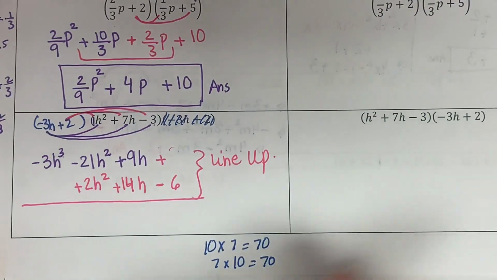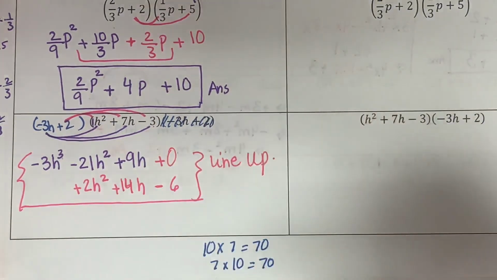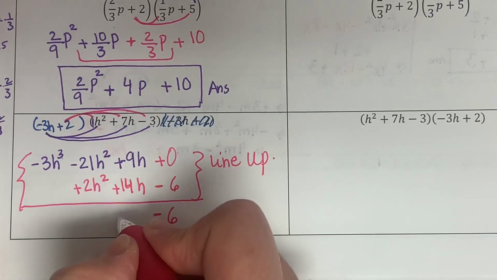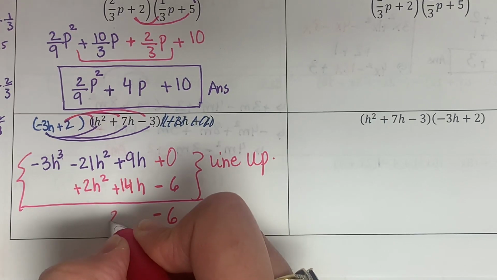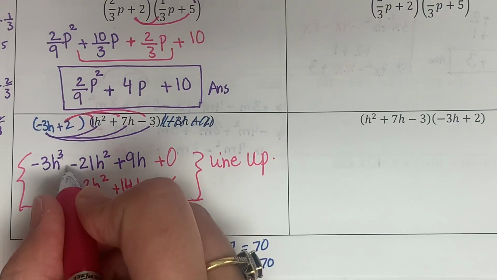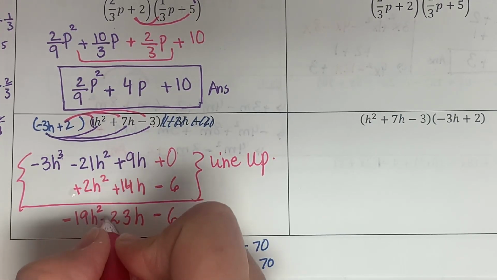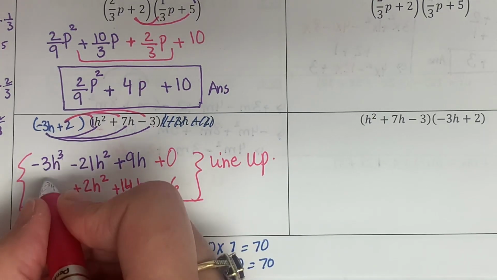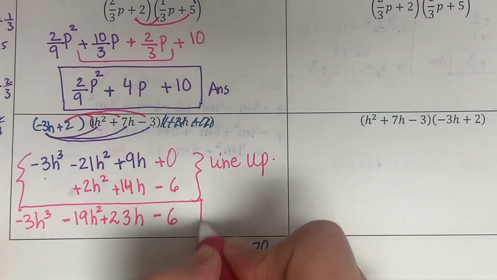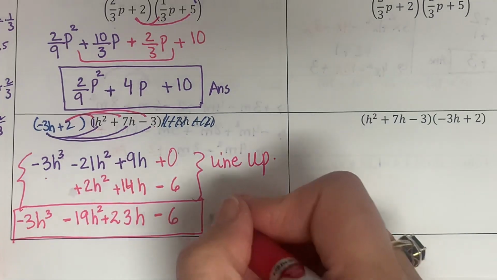And all I'm going to do is just add them up. There's nothing over here, technically it's a 0, so this is minus 6. 9 plus 14 is 23, I believe. And negative 21 minus 2 is minus 19h squared. And then there's nothing over here, so it is minus 3h cubed. So this is the answer.